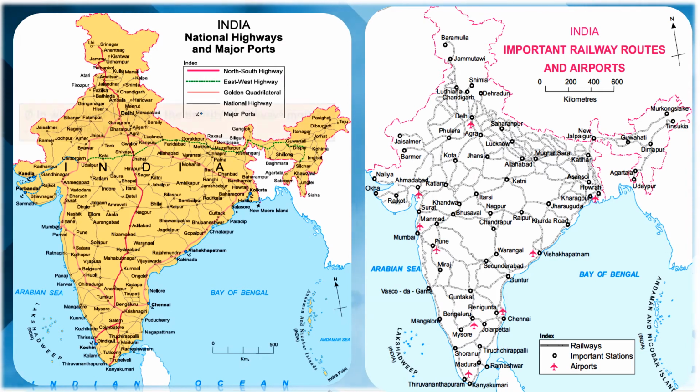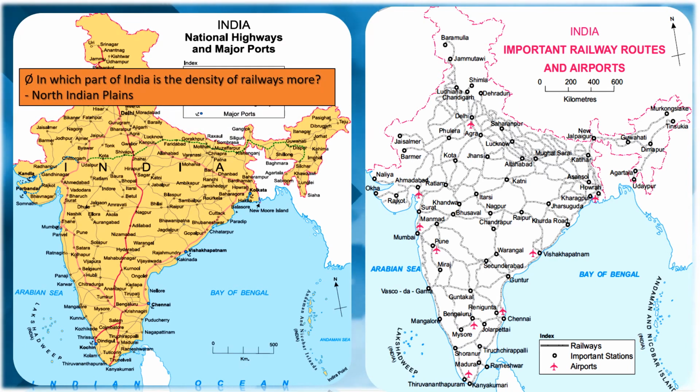Let's move on to the next question. In which part of India is the density of railways more? Now we'll have to refer to the second map. This is the network of railway system in India. If we see, the concentration of railway is more here. So the answer to this question is North Indian plains.